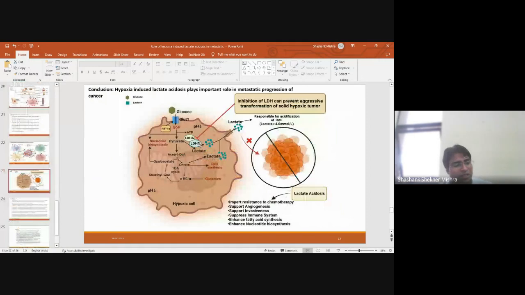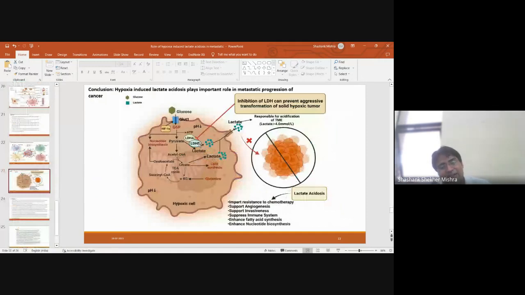So overall, I want to conclude my whole discussion on this topic: hypoxia has an important role in the metastatic progression of cancer. It enhances lactate acidosis. Hypoxic cancer cells metabolize glucose through glycolysis only, which increases lactate in the tumor microenvironment. Lactate then imparts resistance to chemotherapy. It supports angiogenesis, invasiveness, and immune suppression also. Along with this, it enhances nucleotide biosynthesis and fatty acid synthesis also. So lactate is a major metabolite which actually helps in the metastatic transformation of cancer.